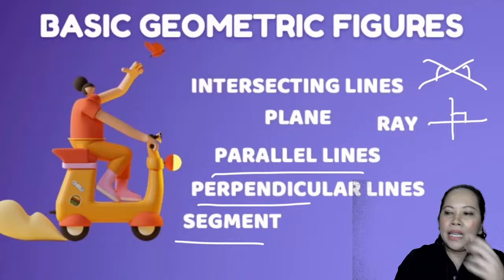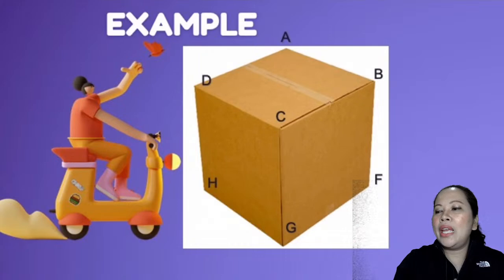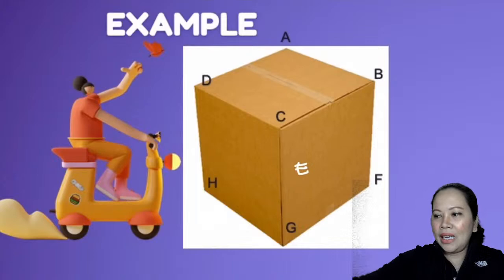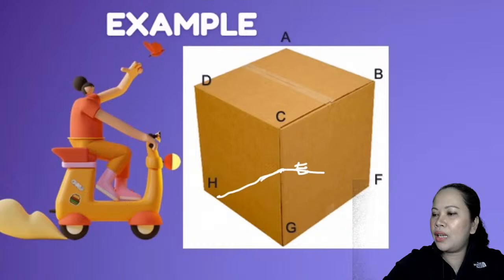And then, of course, we have done segment. So let's try to identify if we have a box, okay? So if we have a box, let's say this is A, B, C, D on top, and then on the other side, you cannot see it, but this will be E on the other side, okay? So that would look like this if I draw it. Okay, so this is E on the other side.